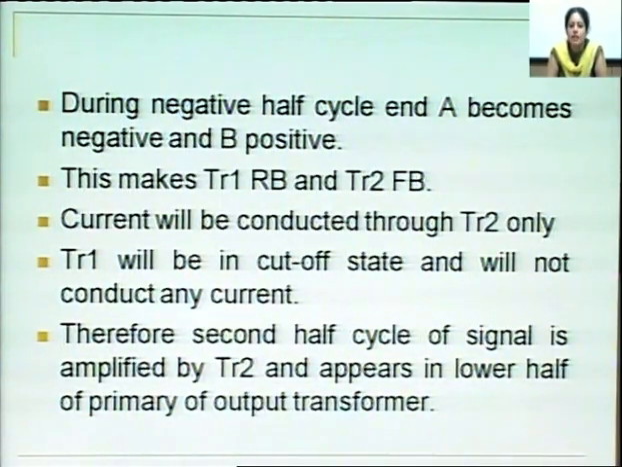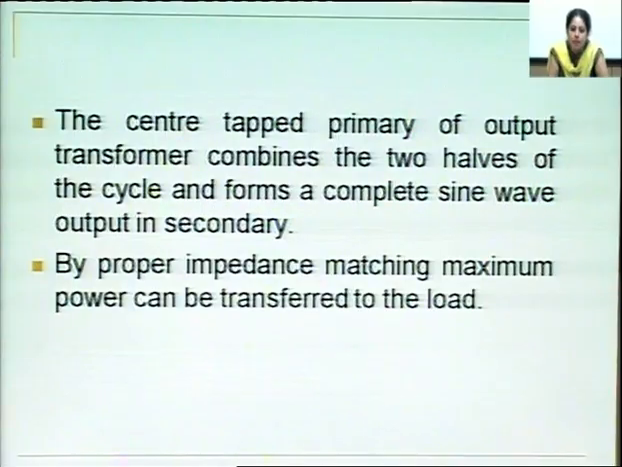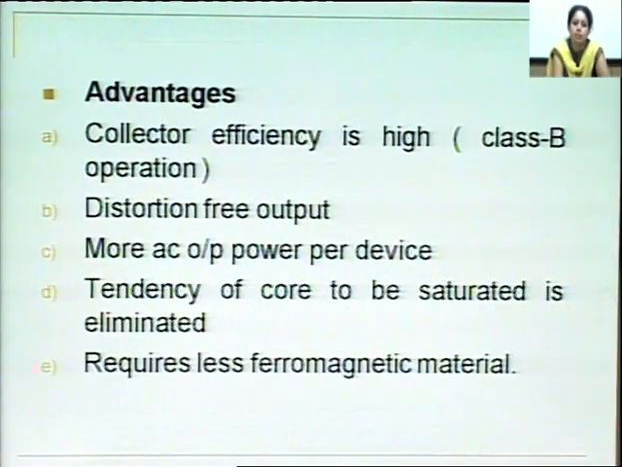Therefore, the second half cycle of the signal is amplified by transistor 2 and appears in the lower half of the primary of the output transformer. Thus in this push-pull amplifier, the positive half cycle is amplified by transistor 1 and the negative half cycle is amplified by transistor 2. The center-tapped primary of the output transformer combines the two halves of the cycle, that is, the positive half cycle and the negative half cycle, and forms a complete sine wave output in the secondary. By proper impedance matching, maximum power can be transferred to the load, which can be a loudspeaker or anything else. Now, the advantages of this push-pull amplifier.